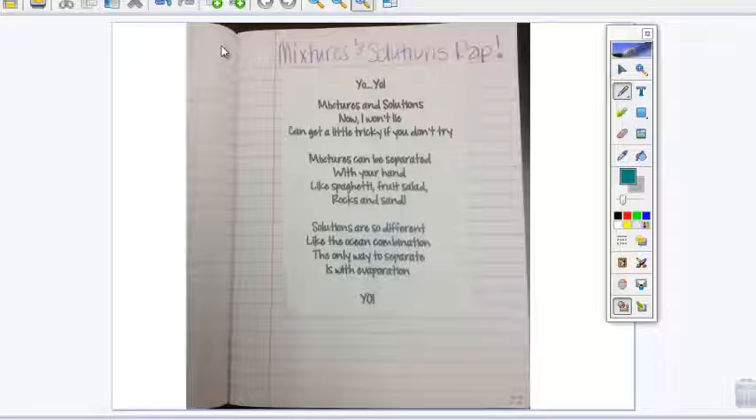Okay, so we should be on page 23 of our journal, and some of you will already have this cut in from class. If your class did not have a chance to cut and glue their song in, please make sure you go ahead and do that now. Our title is Mixtures and Solutions Wrap. Today's date is October 2nd. Please make sure you put that in. And also don't forget to put it in your table of contents.